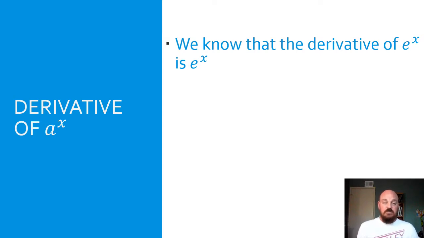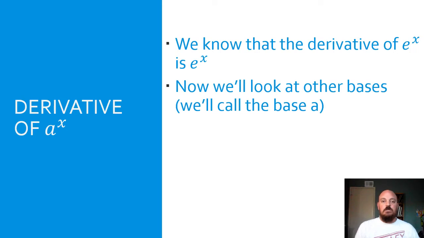We learned that the derivative of e to the x is e to the x. It's one of the easiest derivatives to use. So now let's take a look at an exponential with a different base. And I'm going to call it a. A could be any number. You might have 2 to the x or 10 to the x or 7.3 to the x. You know, the base can be any positive number.